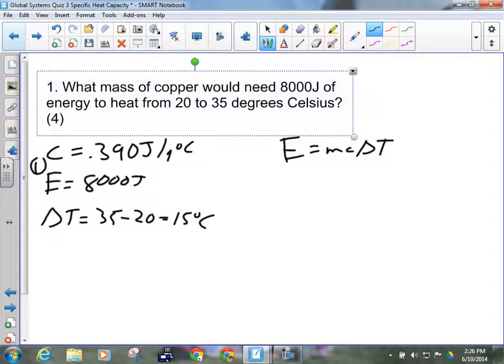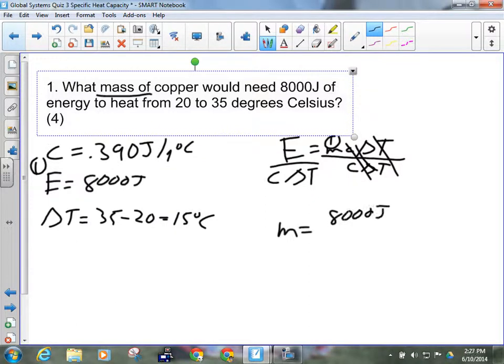Now we need to manipulate here to find mass. So if we want to get M by itself, we divide the other two things over to the other side. So E over C delta T gives us M. Give them a mark if they showed that manipulation. They can also have a mark for plugging in the numbers correctly.